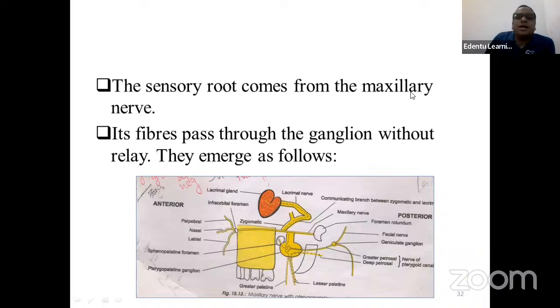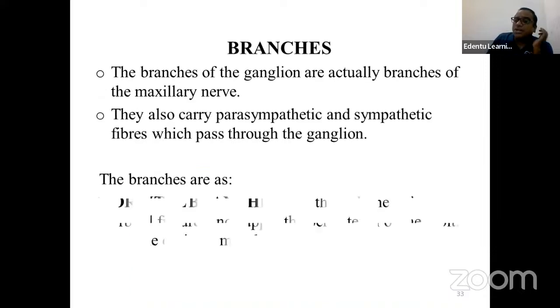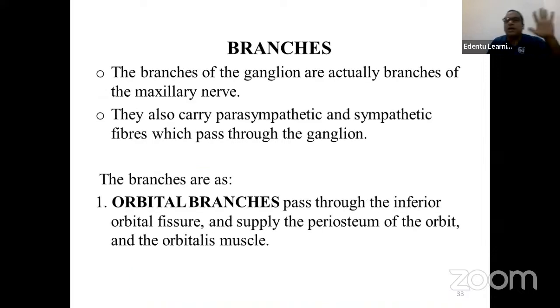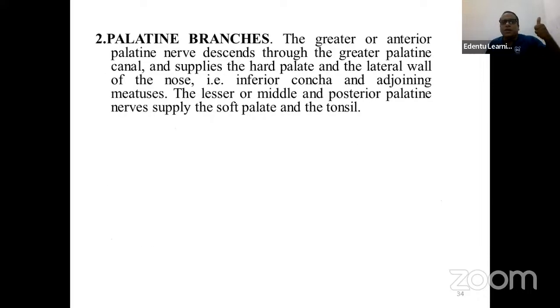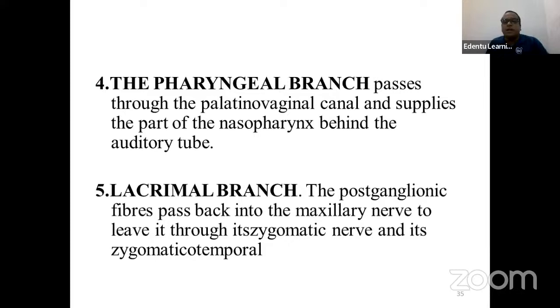So the sensory root comes from the maxillary nerve and the fibers go through the ganglion without relay. So what are the branches? We have already discussed the 5 houses it supplies: orbital branch, palatal branch, nasal branch, pharyngeal branch, lacrimal branch. So these are the 5 houses where it supplies. These things you can read a little more in depth. I just gave you an idea how to read.